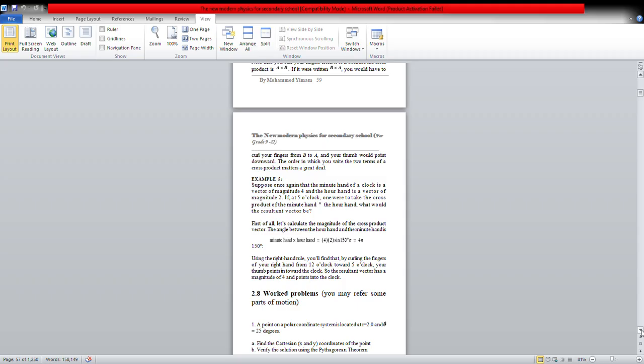The angle between the hour hand and the minute hand is 150 degrees. The cross product of minute hand times hour hand is equal to 4 times 2 sin 150 degrees, which is equal to 4. Using the right hand rule, you will find that by curling the fingers of your right hand from 12 o'clock towards 5 o'clock, your thumb points in towards the clock. So the resultant vector has a magnitude of 4 and points into the clock.